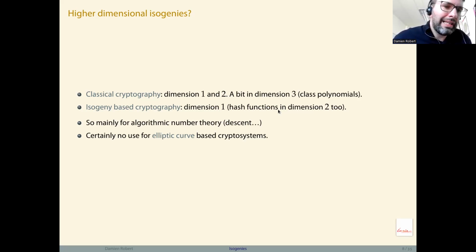So higher dimensional abelian varieties are mainly used for algorithmic number theory, and we did not expect them to be used for elliptic curve-based cryptosystems, or at least we did not expect it until this summer, where, as is well known, SIDH was broken using isogenies between higher dimensional abelian varieties. So this was quite unexpected, right?